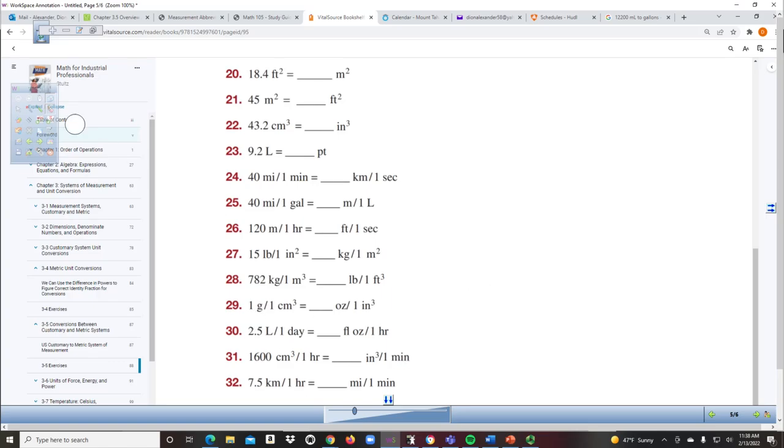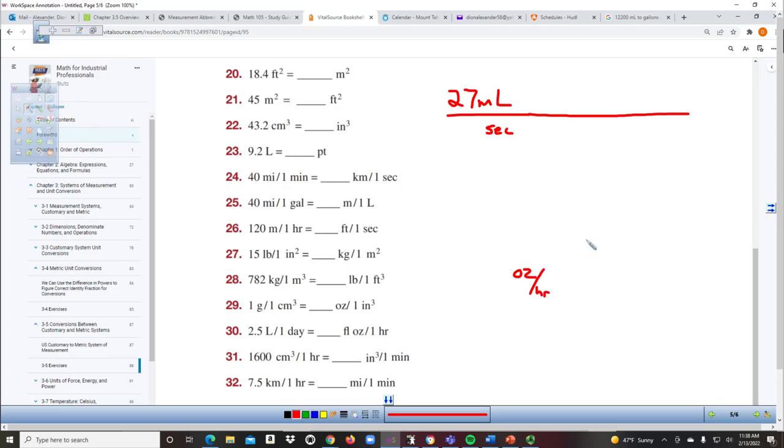How about that? So we're going to convert, let's say, 27 milliliters per second, and we want to convert this to ounces per hour. So we're going to convert our 27 milliliters per second to ounces per hour. So 31 you can still do, because we know that both of those are straight conversions, because we just saw. So we could have easily set this train track up.